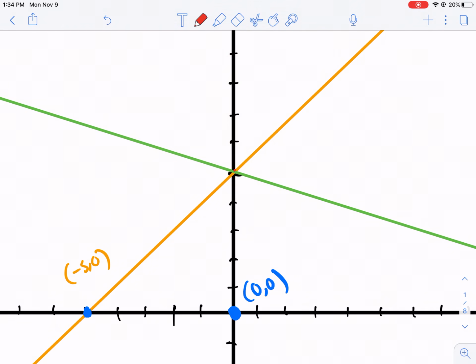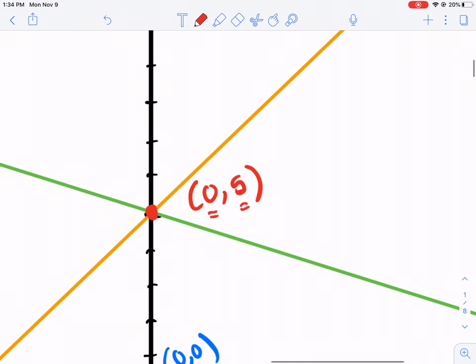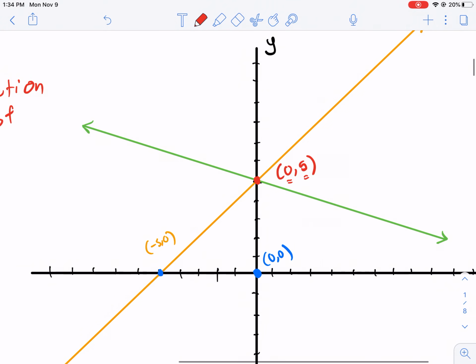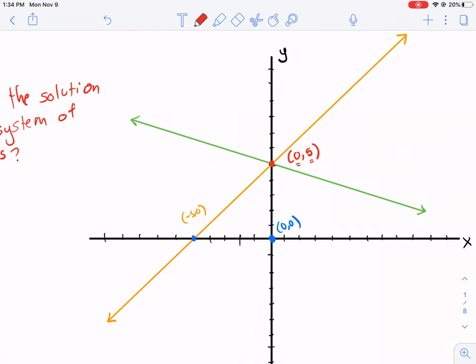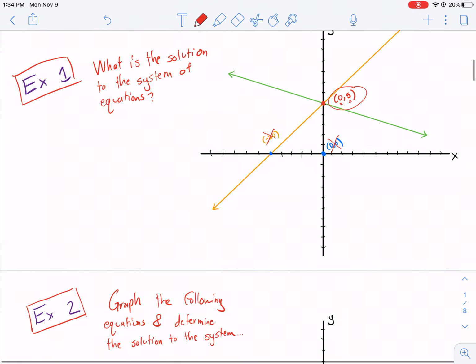Then we look here at the point 0, 5, and we notice that the green and the orange both touch that. That's why this is the solution. 0 as the x value and 5 paired together with that x equals 0 makes this true for both green and orange. That's why this one's not a solution, this one's not a solution. Ding, ding, ding, there's our winner: 0, 5, because that's where the two lines cross.